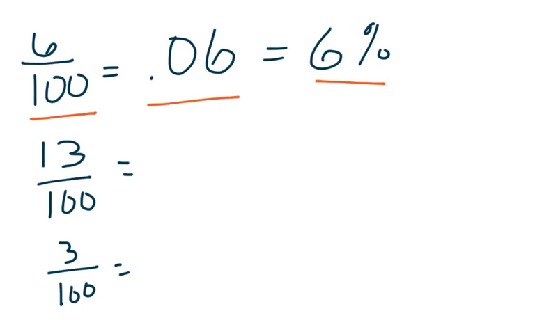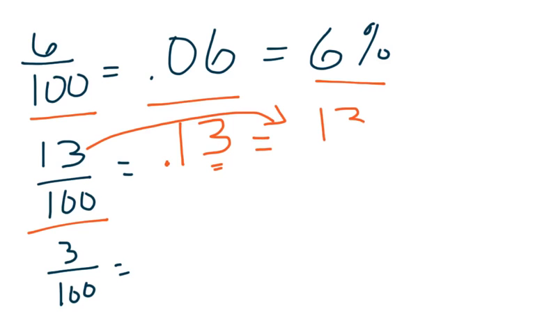What if I have 13 over 100 and I write 13 over 100 as a decimal? Well, here we go. We have the 1 in the tenths place, and then the 3 has to be in the hundredths place because it's 13 over 100. So what if I want to write 13 over 100 as a percent? Easy, 13%. Anything over 100.